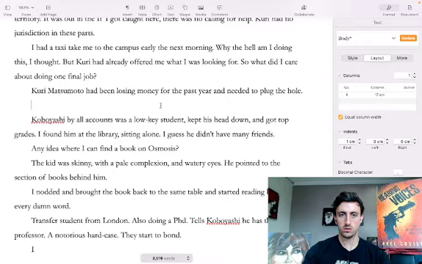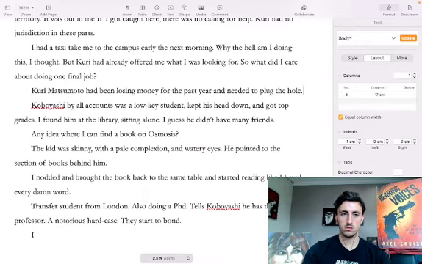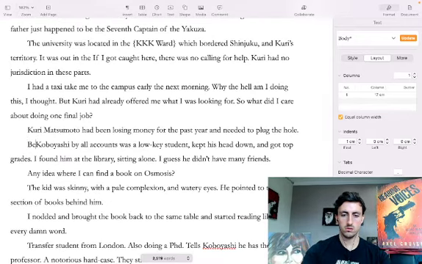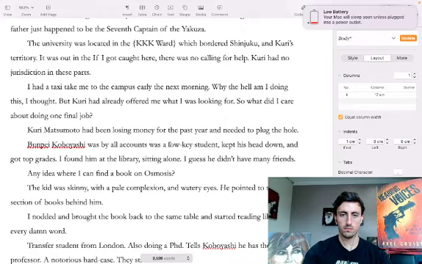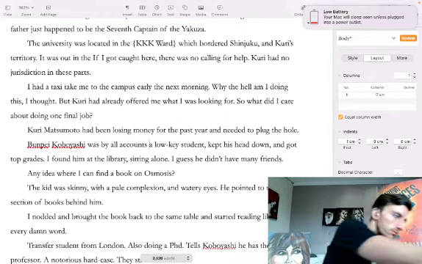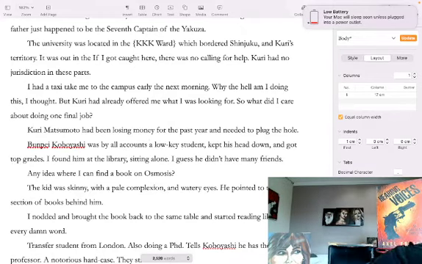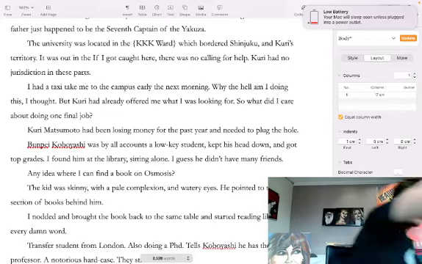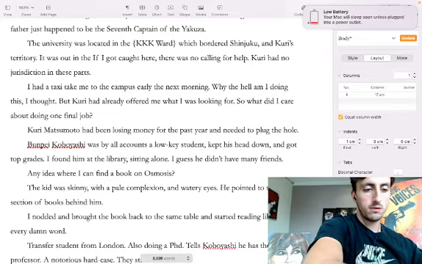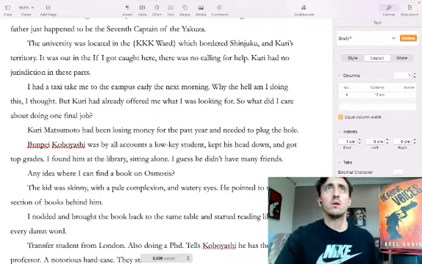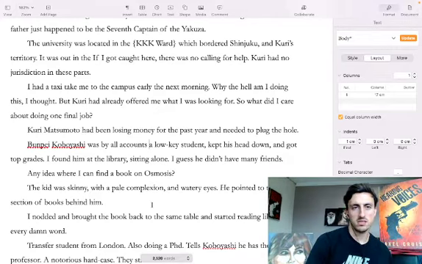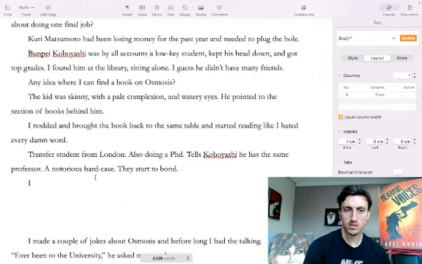Kobayashi, by all accounts, was a low-key student. Right. Bunpei. No, it reads better like that. Was by all accounts a low-key student. Always got to keep things plugged in. Okay. What are we at here? 55 minutes? Not bad. Basically got the page down.